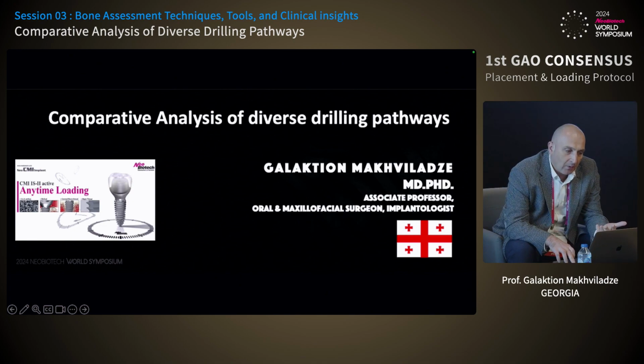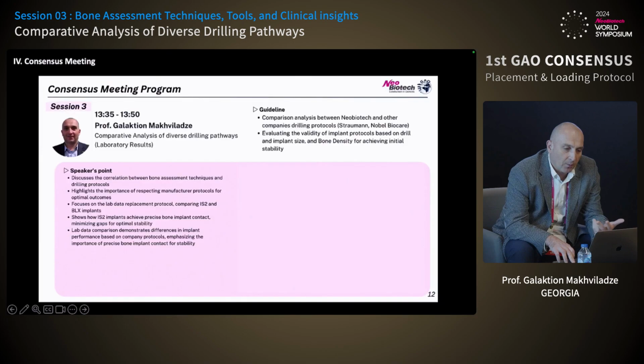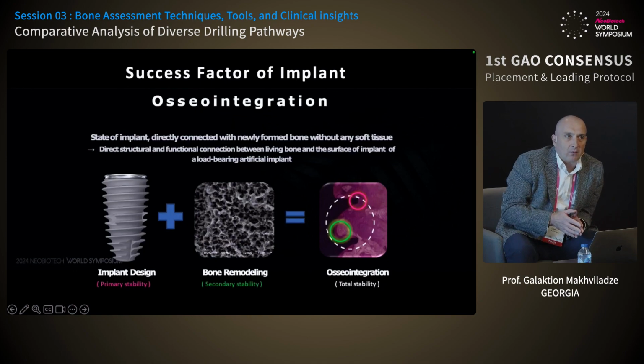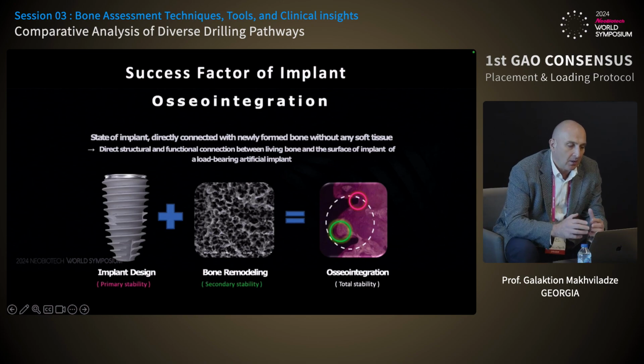So we will discuss our topic, and we will start with some detailed information: what is the success factor of the implant? We know that we all need osseointegration in our practice. In summary, it is the implant design plus the bone remodeling around the implant, and thus it gives osseointegration. But what is osseointegration? This is the state of the implant directly connected with newly formed bone without any soft tissue.